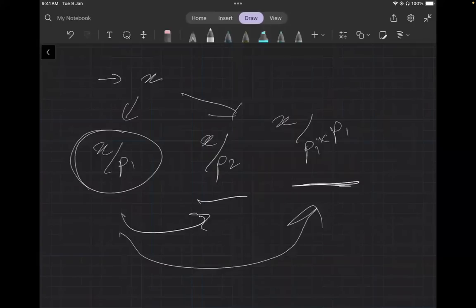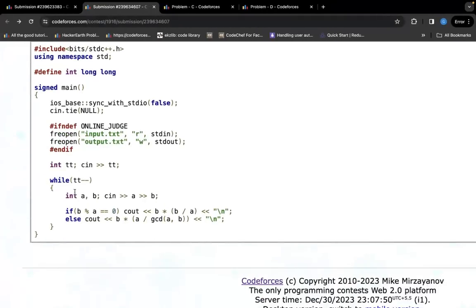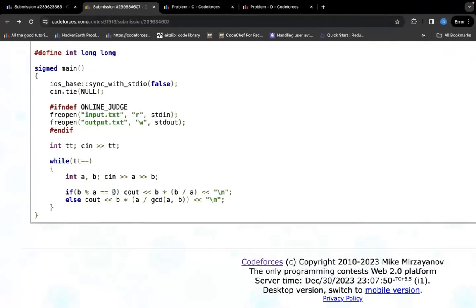Okay. And now it's just the code. If B modulo A is equal to 0, we go by the first approach and we print B into B divided by A. Otherwise, we just have to print LCM of A comma B, which is exactly what we do.